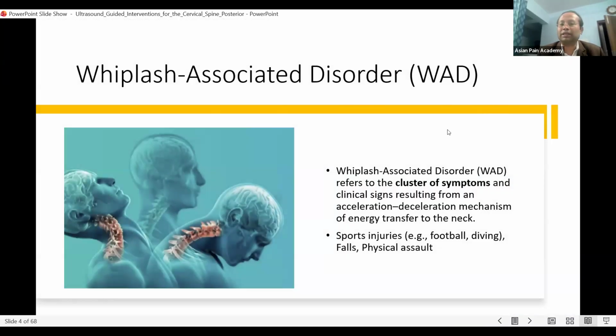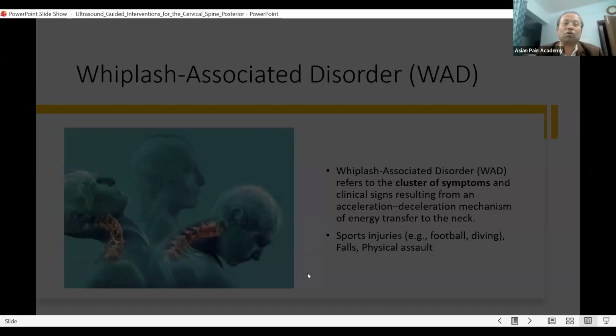Here, whiplash associated disorder, as I told you, doesn't mean facet joint pain. Facet joint pain is a part of the whiplash associated disorder, and whiplash means a mechanism of injury. Accident doesn't mean whiplash. Whiplash is a mechanism of injury more commonly seen during accidents. In this mechanism, when there is an extension and then flexion injury, it has commonly been seen that facet joints are affected. Otherwise, sports injury and physical assault can also be a cause.